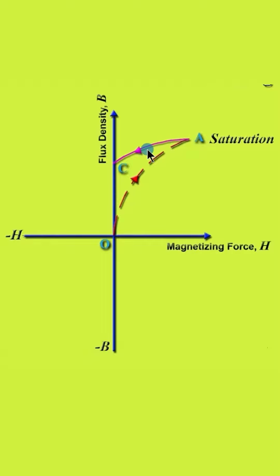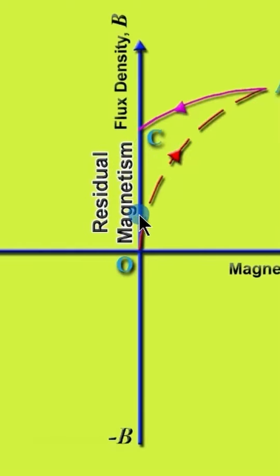the path AC. This is because the core retains some magnetic flux even after removing the magnetizing force we have applied. The portion OC, that is the magnetism which remains in the material even when we reduce the magnetizing force to zero, is called the residual magnetism. That is, residual magnetism is the magnetic flux density remaining in a material even when the magnetizing force is made zero. This is also called the remanence.